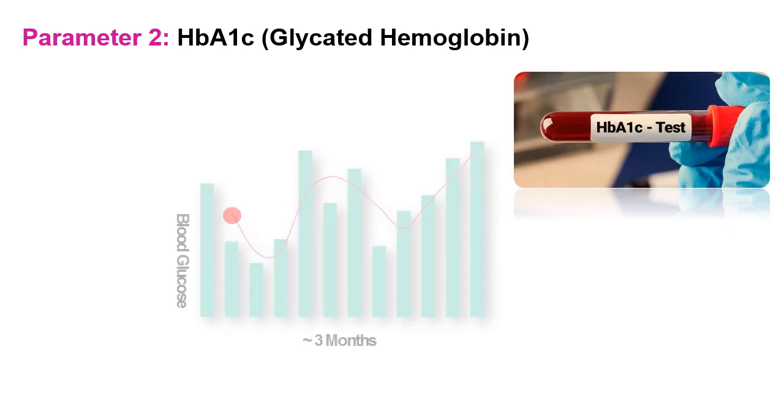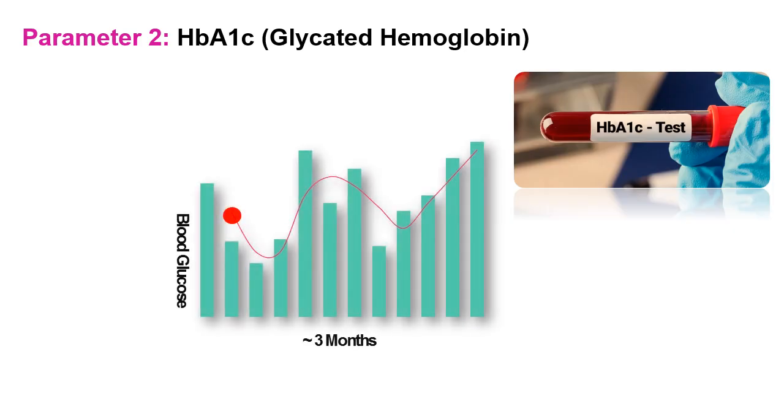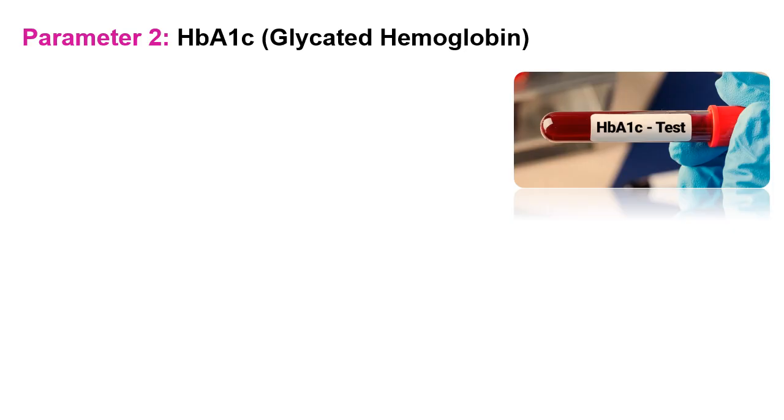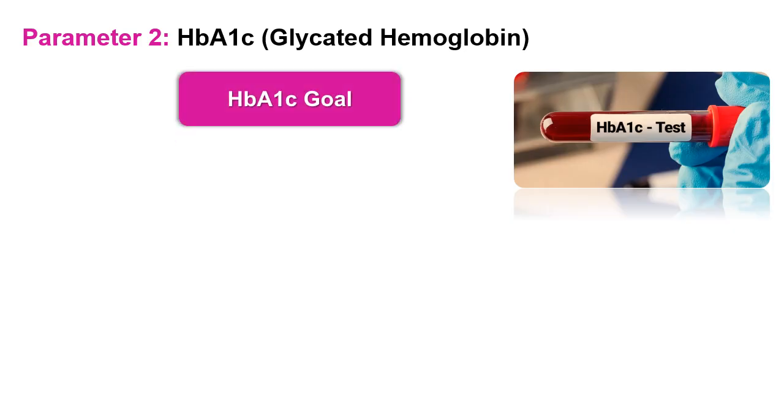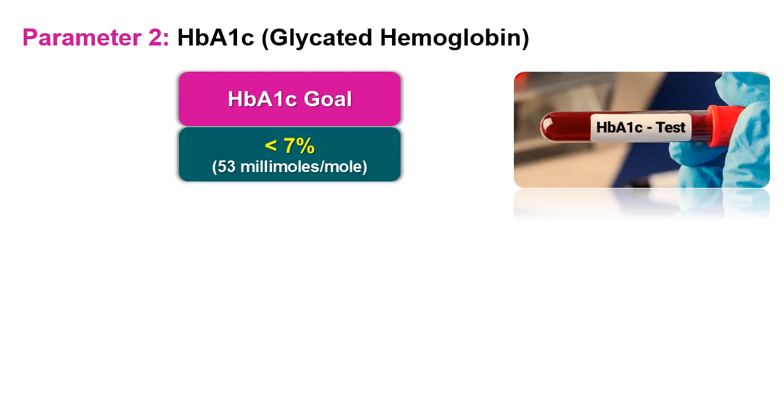Unlike daily glucose checks, pharmacists should know that HbA1c reflects the average blood glucose level over the past 2 to 3 months, making it a vital marker in diabetes management, beyond day-to-day fluctuations. When it comes to HbA1c, a reasonable goal of therapy for most patients is maintaining an A1c value below 7%, or 53 millimoles per mole.